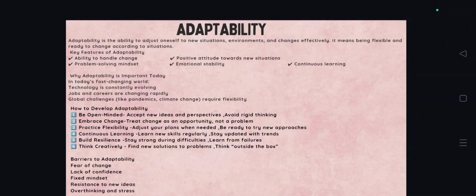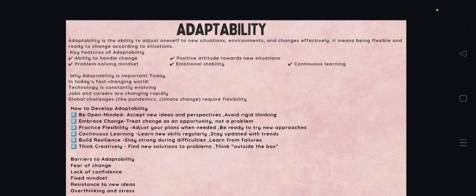Yes, continuous learning. It's not that whatever we have studied, it's all there in the world. There are constantly chances for us to learn in everyday situations. So you have to learn constantly, then only you can adapt. Emotional stability and a problem solving mindset. A mindset also matters a lot in involving all these life skills.